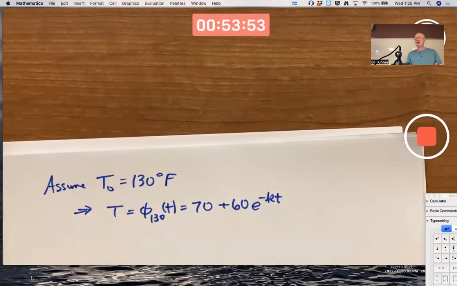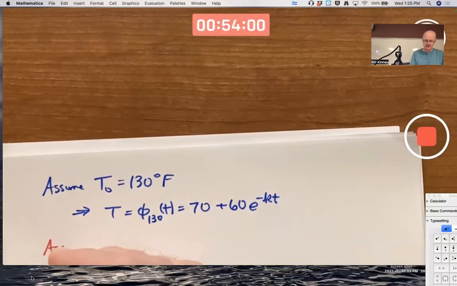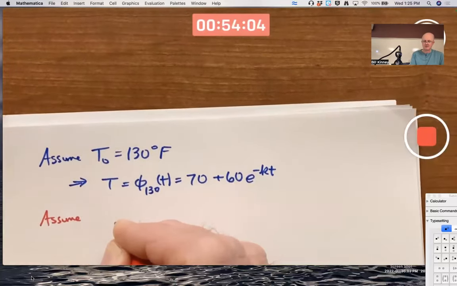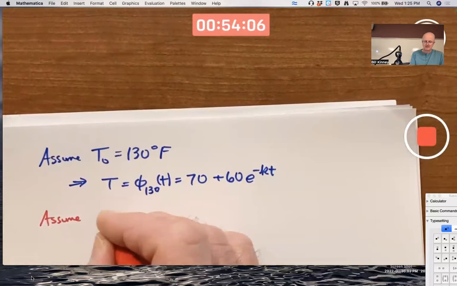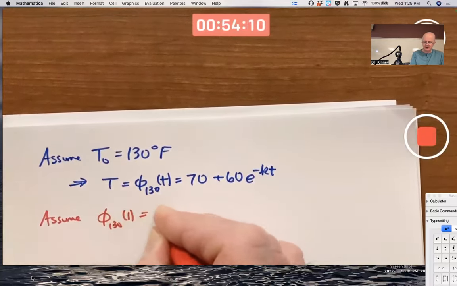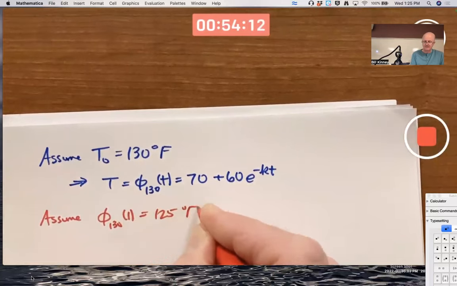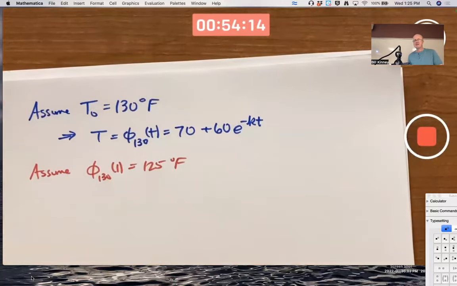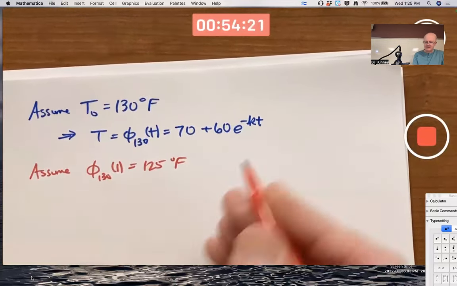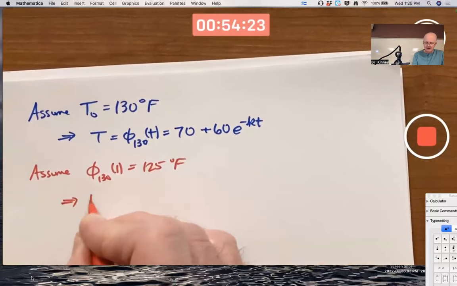Still, if we're going to use this, we got to know k. You need another data point. Let's assume that the temperature at time 1 is also known. Phi sub 130 of 1, let's pretend it's 125 degrees Fahrenheit. Is that realistic? I don't know. That second data point will allow us to solve for k.